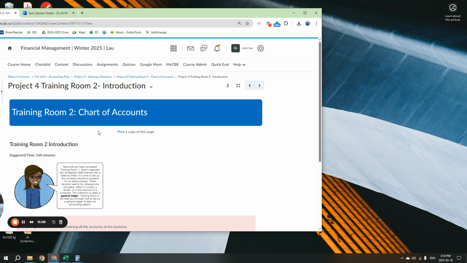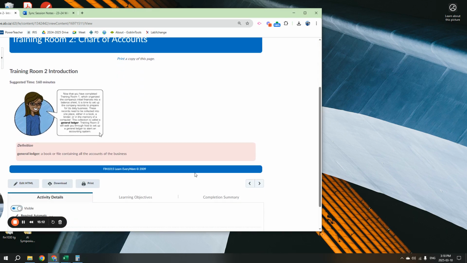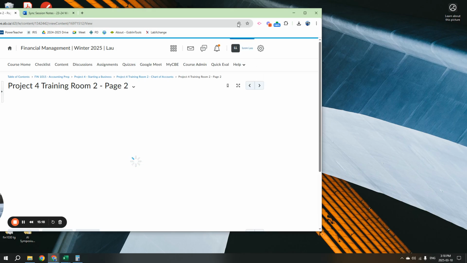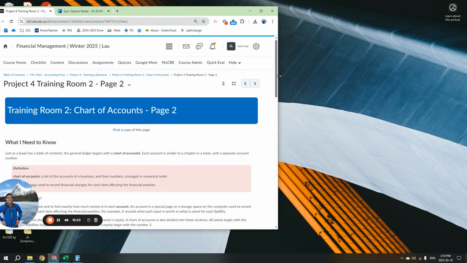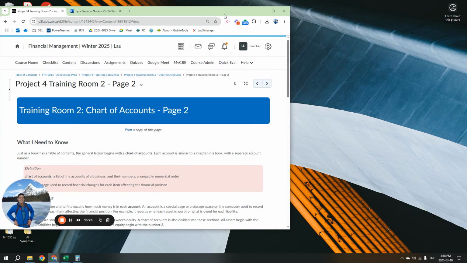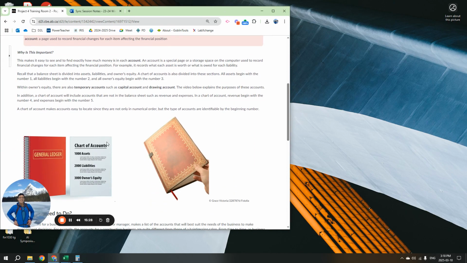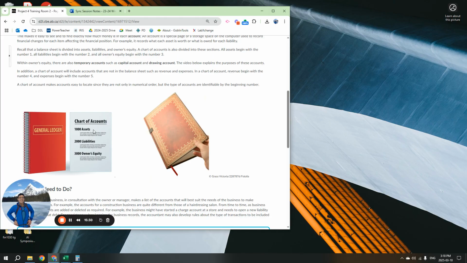Training room 2, chart of accounts. So what is a chart of accounts? Well, you can tell this is the beginning of what's called the ledger. And the ledger is really what people think of when they think of accounting. It's all those little accounts with numbers on them. A chart of accounts can also be called a table of contents. It's a guide of all the different accounts that you have in your business.